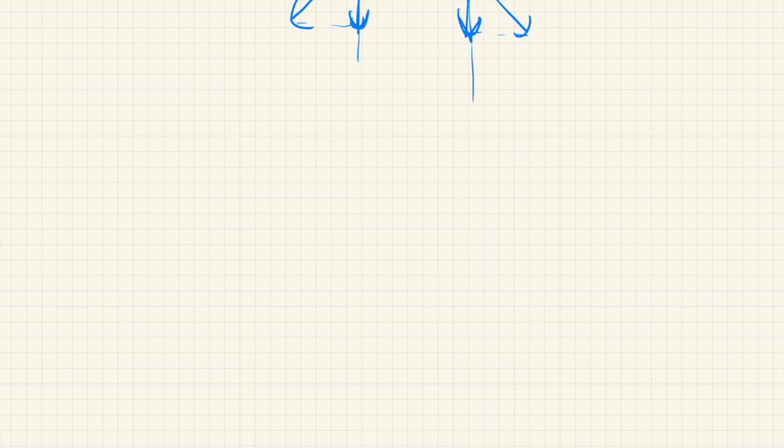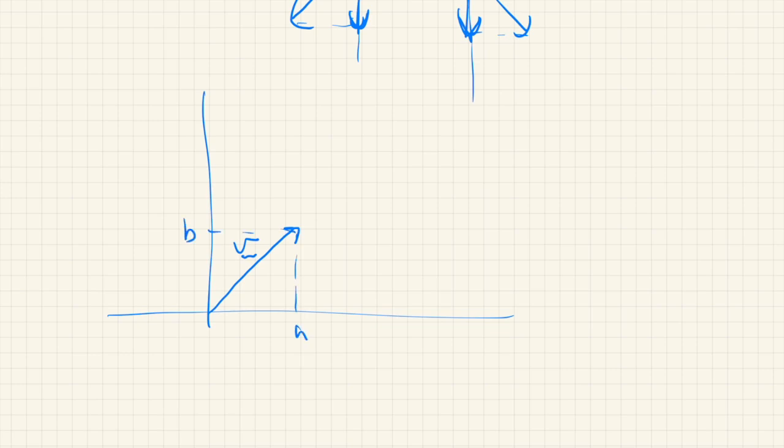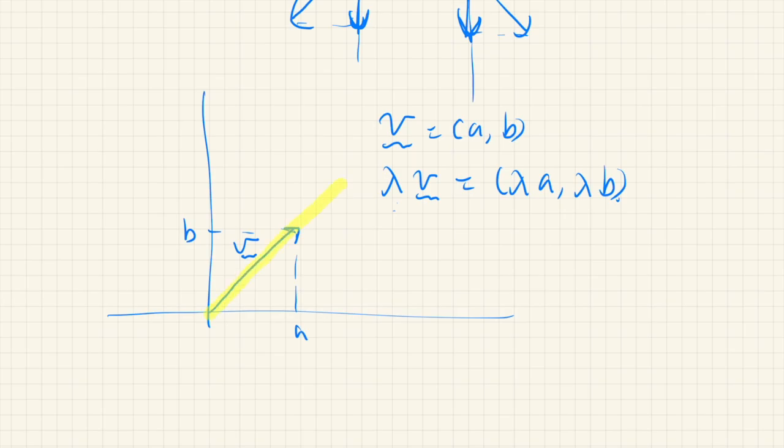Next, consider scalar multiplication. Suppose we have this vector V, with components A and B. So V is (A, B), and if we multiply by a scalar, let's say lambda, then the result is (lambda A, lambda B). If lambda is a positive number greater than 1, then the resulting vector becomes something like this.